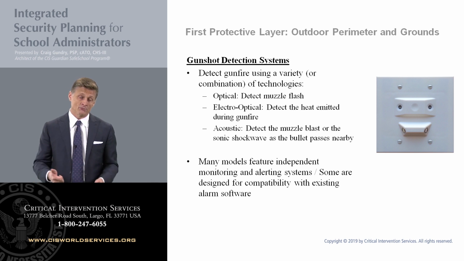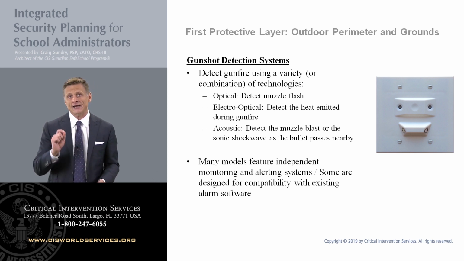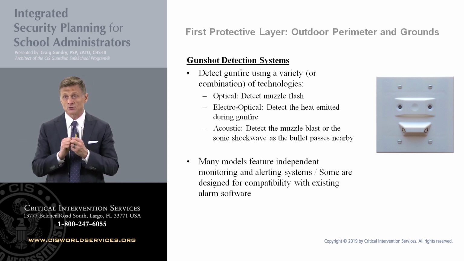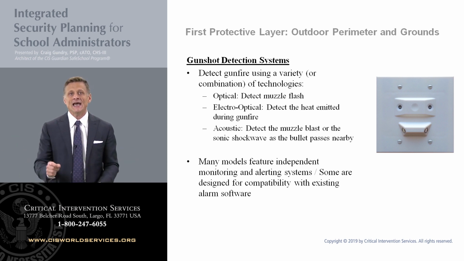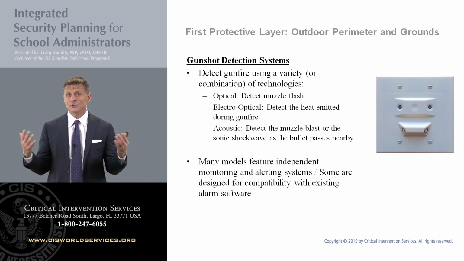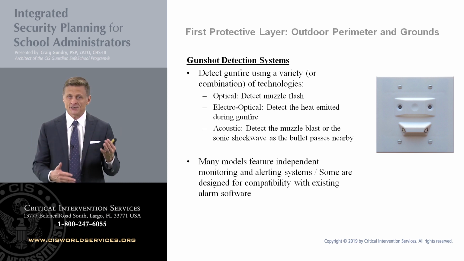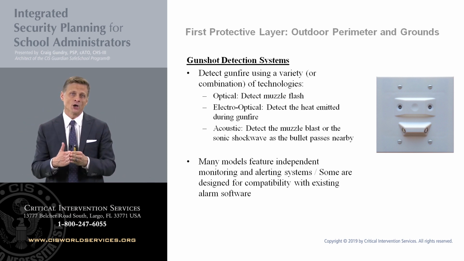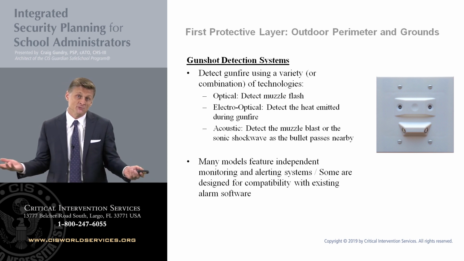We have some systems that are regarded as optical, meaning that they detect the actual muzzle flash when the weapon is fired. The second are electro-optical systems. They detect the heat emitted by the muzzle flash, or at the muzzle, when the weapon is fired. And then we have acoustic systems, which recognize characteristics of the sonic signature when a weapon is fired. And then there are many models of these sensors out in the market that actually are dual tech, utilizing two of these technologies in a complementary way, so that both sensor technology A and sensor technology B detect a signal before it generates an alarm. These are primarily employed in order to reduce nuisance alarms.